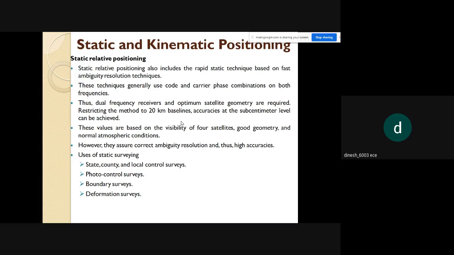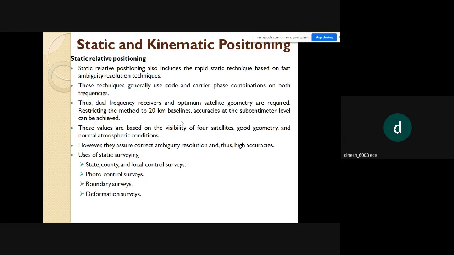This is based on the principle of having at least 4 satellites with good geometry and normal atmospheric conditions. If the sky is clear, no rain, no fog, no thunderstorm, this satellite positioning will work better. Only 4 is enough.